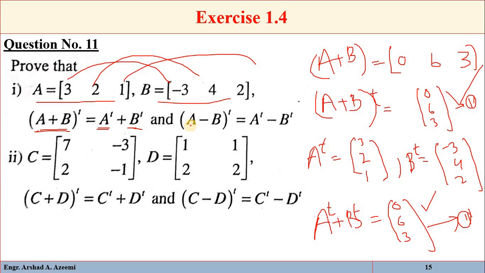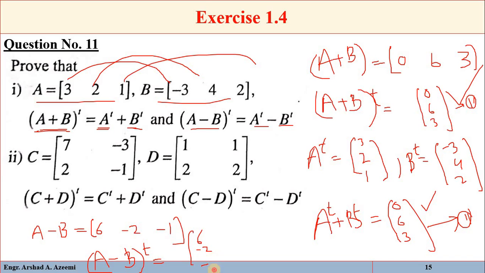Okay, and similarly it will be applied for this one, that A minus B whole transpose is equal to A transpose minus B transpose. Just look into it. A minus B is equal to 3 minus minus 3, which becomes 6. 2 minus 4 becomes minus 2. 1 minus 2 will be minus 1. Okay, now take the transpose. So A minus B whole transpose is equal to 6, minus 2 and minus 1.